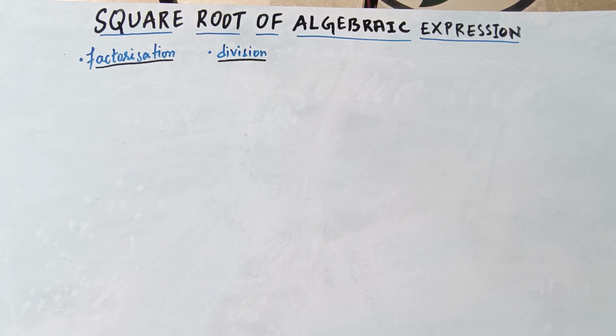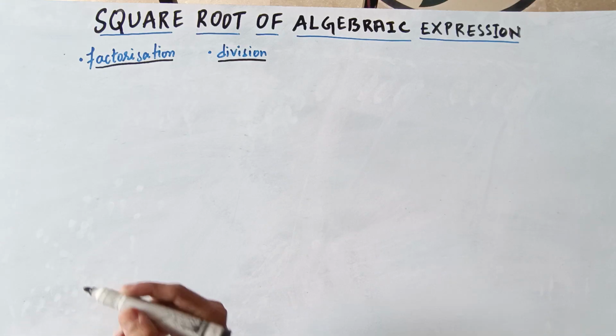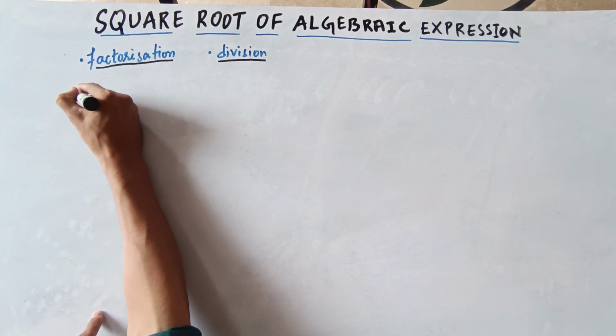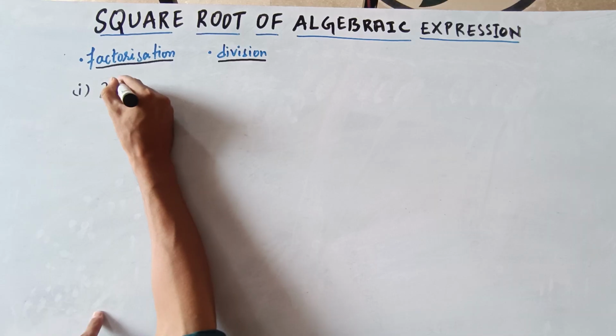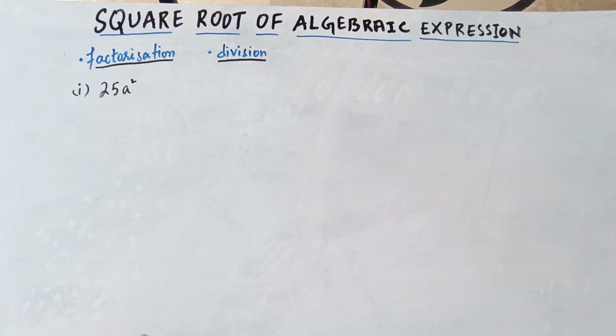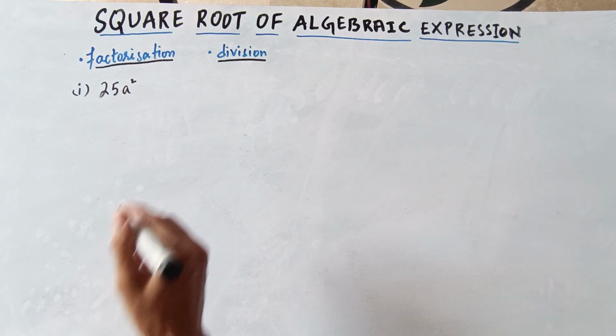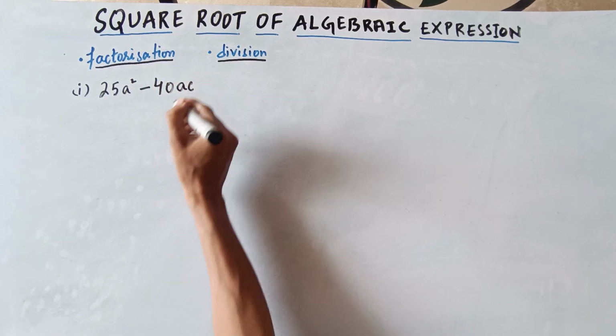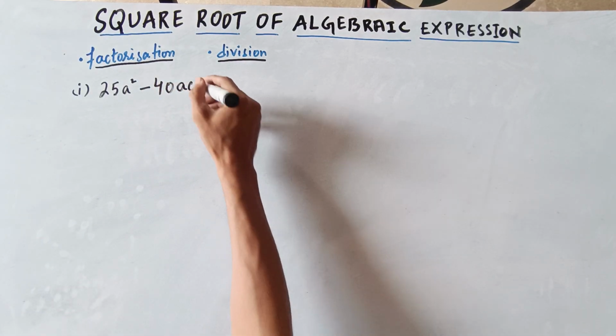So we have a question: find the square root of 25a square minus 40ab plus 16b square.